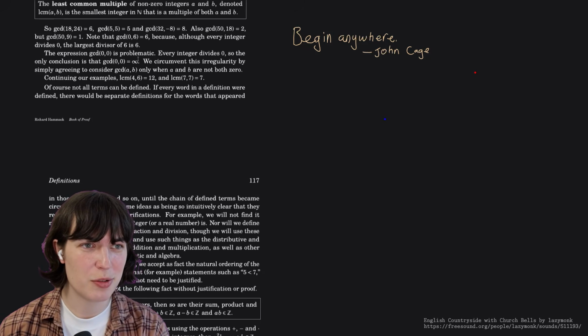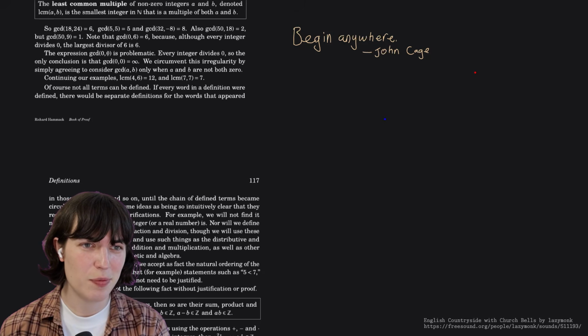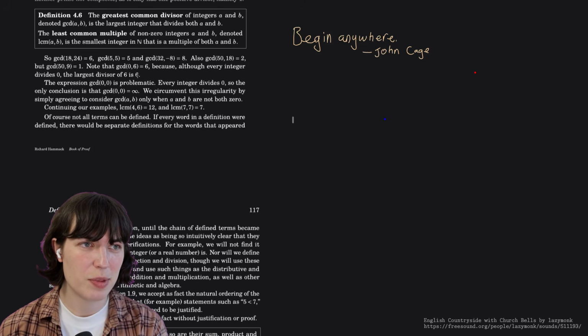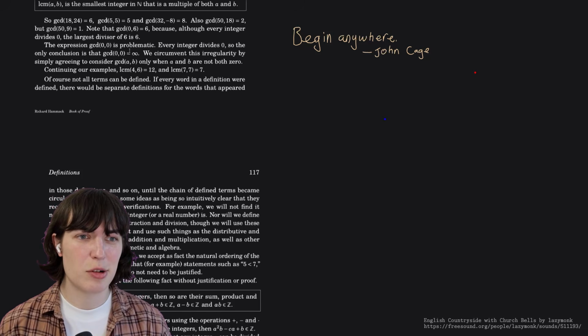The expression greatest common divisor of 0 and 0 is problematic. Every integer divides 0, so the only conclusion is that it's infinity. We circumvent this irregularity by simply agreeing to consider GCD(a, b) only when a and b are not both 0. Okay. Continuing our examples, we have these other examples.